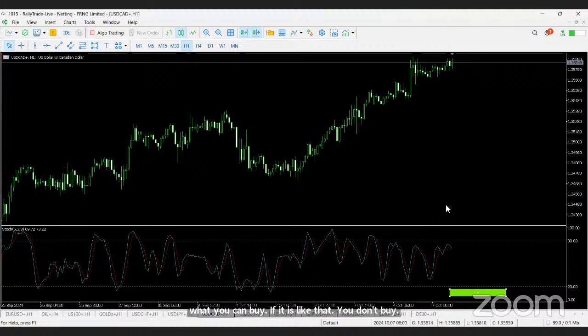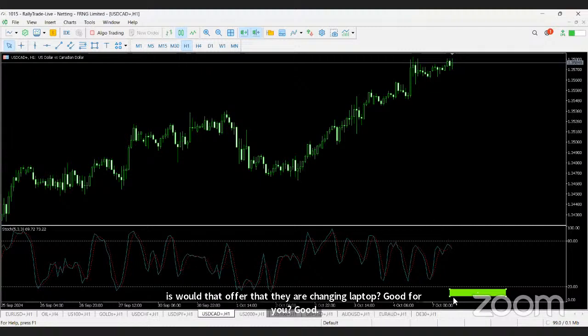For those people that are already buying, they can stay in and remain in there. For those people that are selling, I'm afraid for them. For those people that are off, that they are not trading at all, good for you. It means that you are good. You can wait for your opportunity when the price returns to this level.